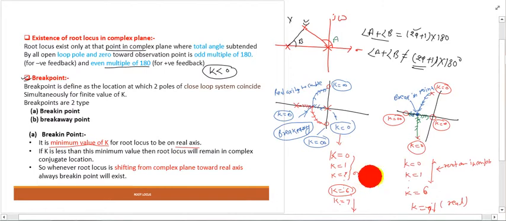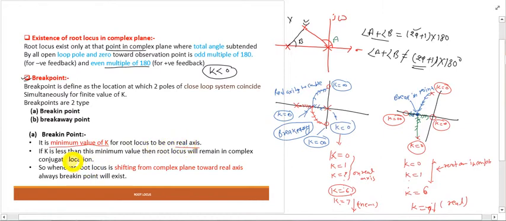Real axis. When k is greater than 6, then roots are in the complex plane. Roots are in the complex plane. Here k is the maximum value for which roots lie on the real axis, and here k is the minimum value for which roots lie on the real axis. Clear? So I mentioned it is the minimum value of k for roots located on the real axis.